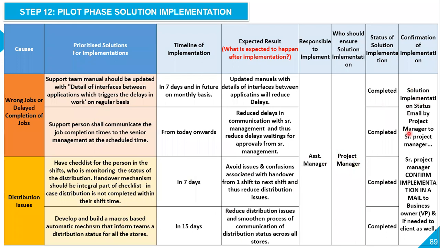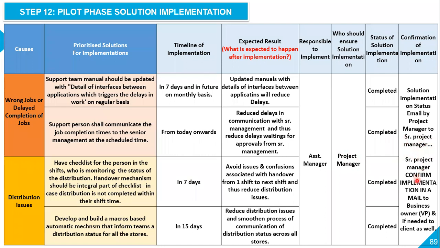This is very important. Let me read it out over here. The solution implementation status email is shared or sent by the project manager to the senior project manager. So this project manager will communicate the progress of the project, whether it is completed or not, ongoing or in progress, or initiated or not. All these updates he needs to give to his manager, the senior project manager, right?